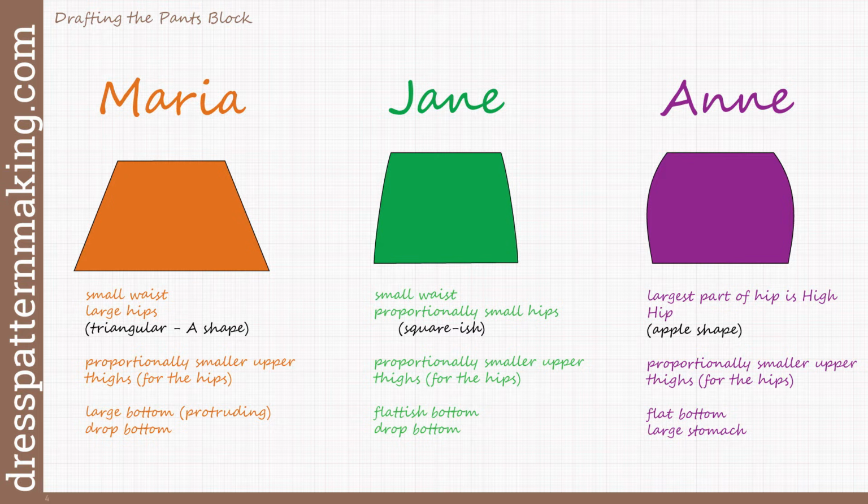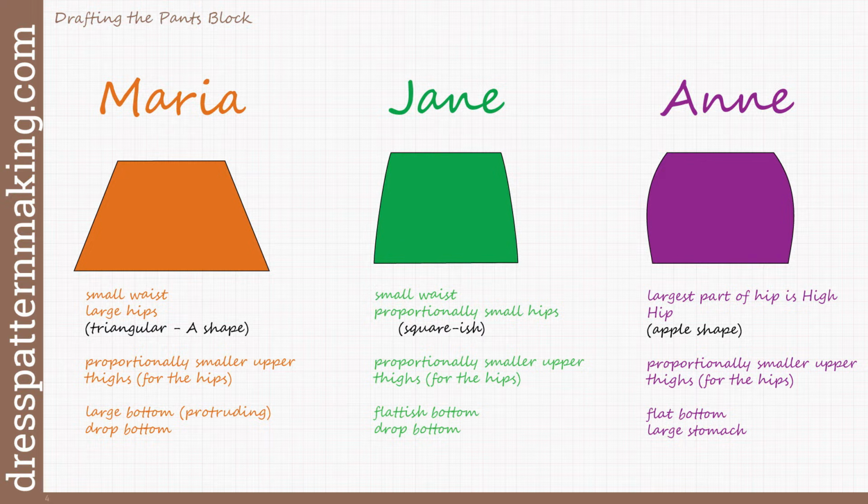Jane is actually very slim and has a smallish waist, but her hips are smaller in proportion to her waist than is standard. So her torso is squarer in shape rather than the ideal hourglass. She also has smaller upper thighs than standard in comparison to her hips. She has a flattish bottom, but she also has a drop bottom.